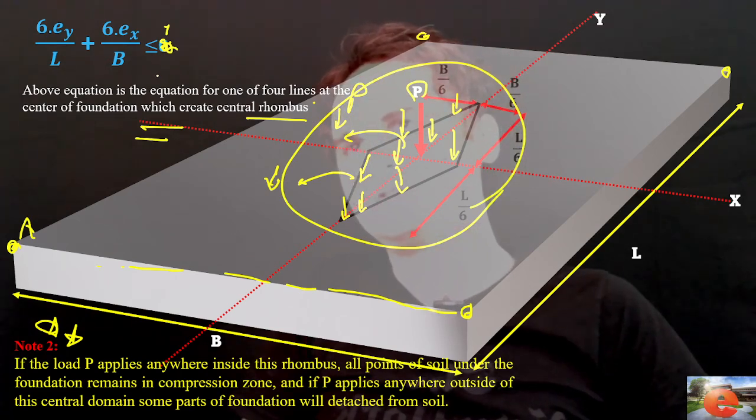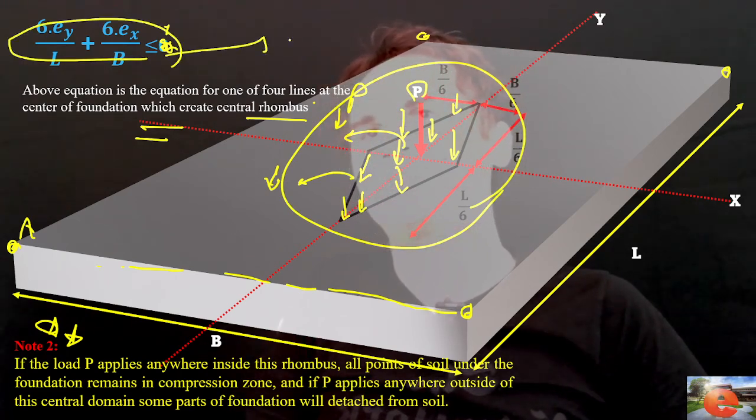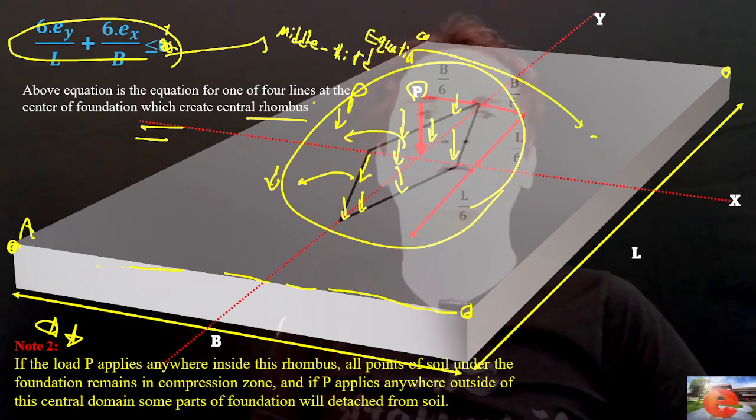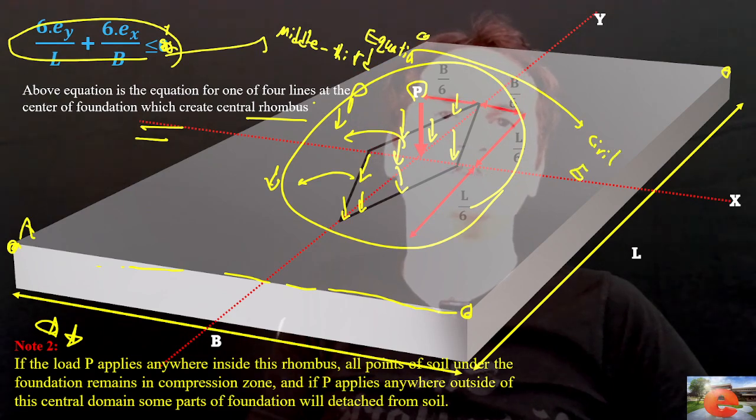We also call this rule the middle third equation in civil engineering.